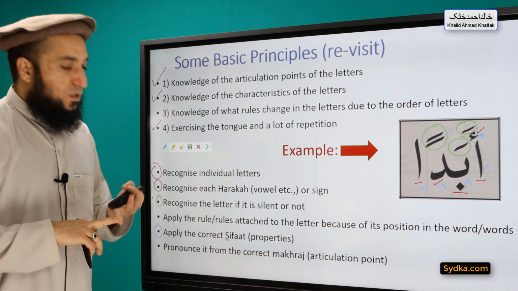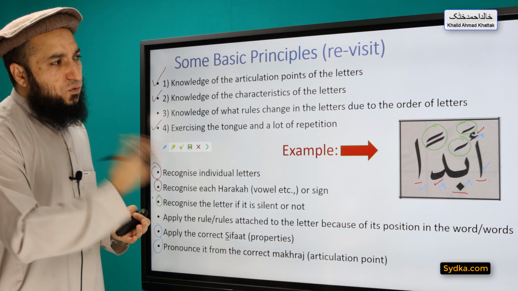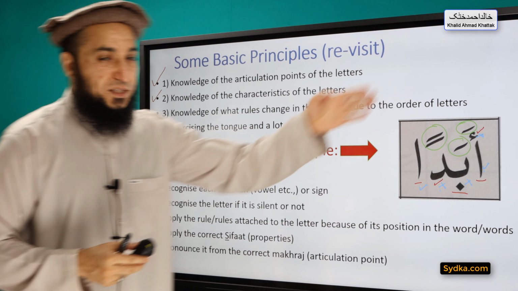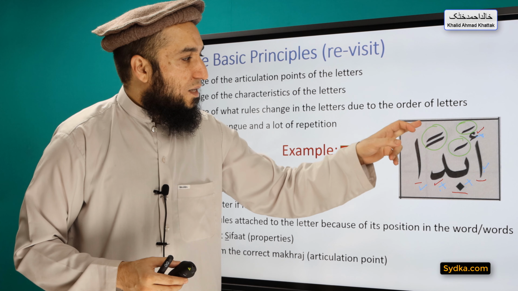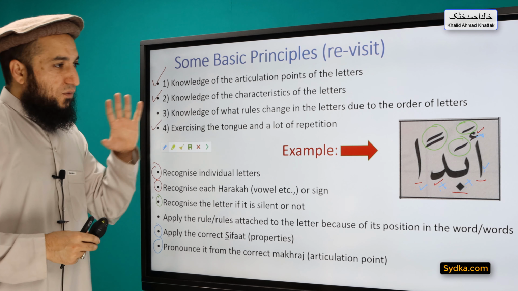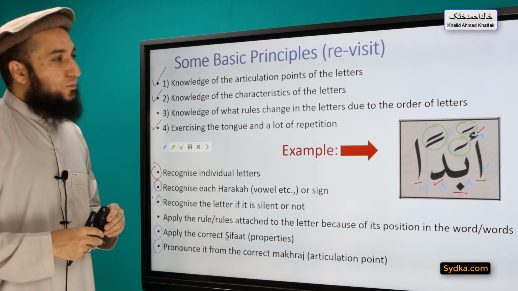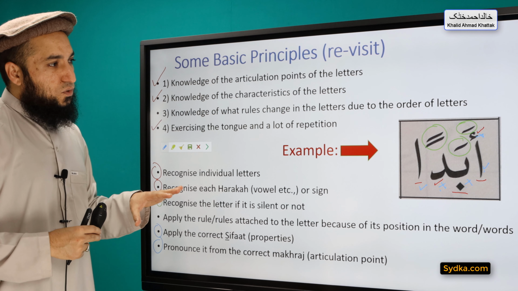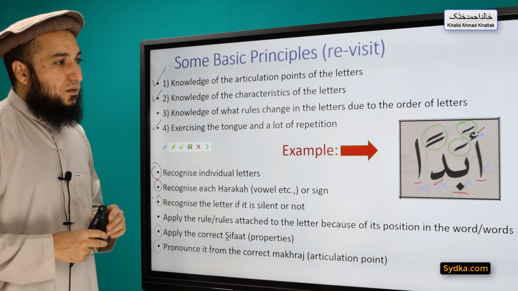The next one is pronouncing each letter from its correct makhraj, articulation point. And the other one we can add is we count how many syllables are there. For example, here is a, one, ba, two, den. So there are 3 syllables in this word. If we manage to implement these steps correctly, then our reading and recitation will be very easy. These are not fixed rules, you can add or subtract to it. These are just general guidelines for recitation or reading the Arabic.